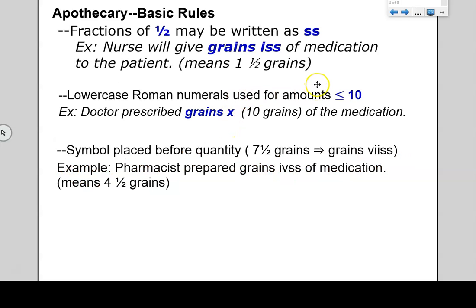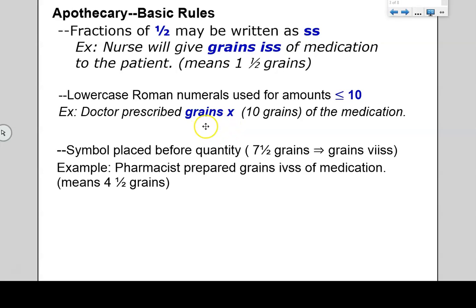Let's look at some of the basic rules of how apothecary measurements are written. If you have a fraction of 1/2, it can be rewritten as SS. Remember, that's our Roman numeral symbol for 1/2. So if you see grains ISS, that actually means 1.5 grains. If you see Roman numerals, typically if the amount is less than or equal to 10, they're going to use a Roman numeral. So grains X would actually mean 10 grains.